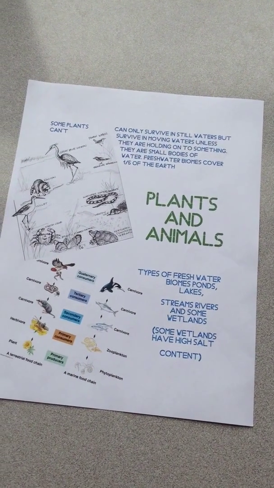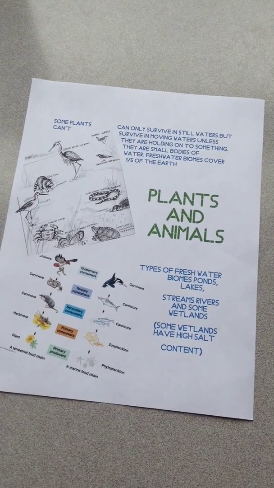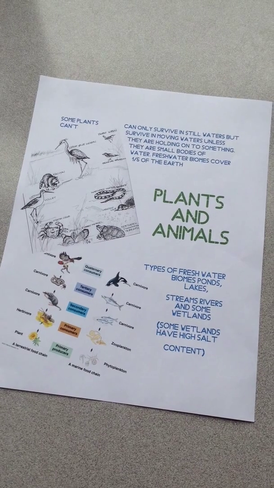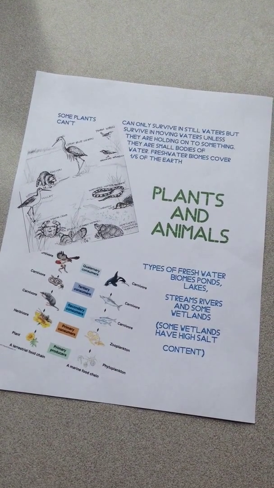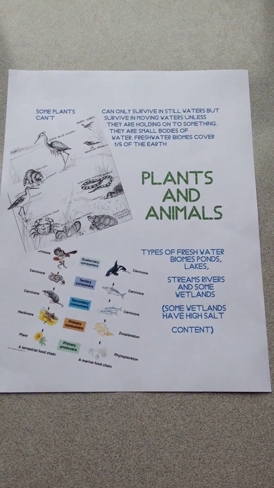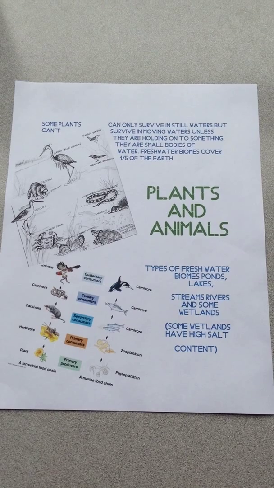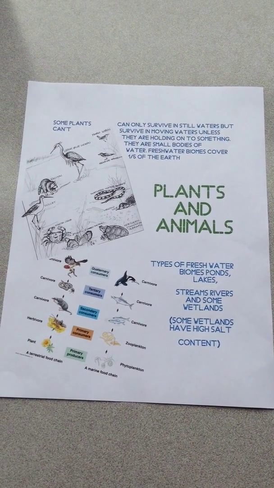Plants and animals. Some plants can only survive in still waters, but can't survive in moving waters unless they're holding onto something. There are small bodies of water. Many animals live in freshwater ecosystems. Some need the movement of the stream or river water to survive. In fast-moving waters, animals that have to hold onto rocks and the bottom have suction-like structures on their bodies. Others thrive in still water environments, like lakes. There are a variety of fish, birds, insects, and amphibians that make water biomes their home.